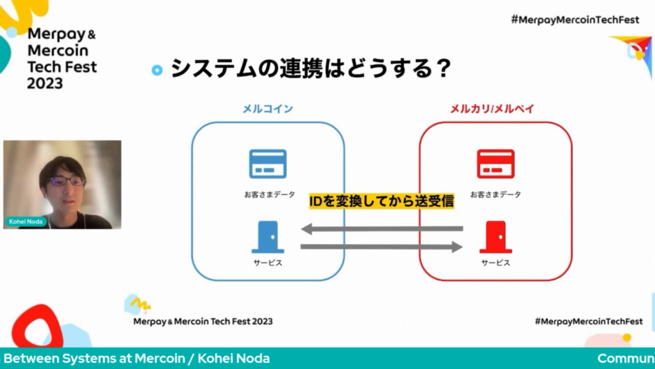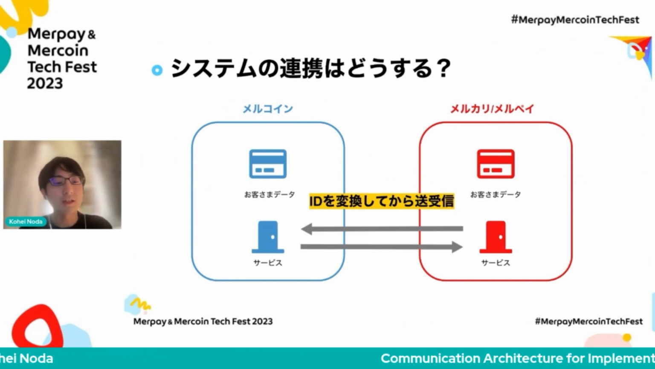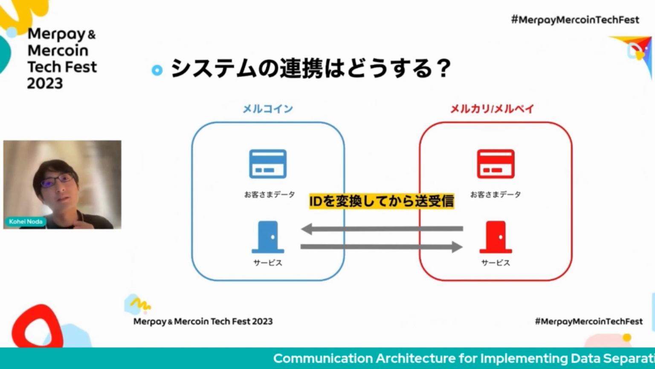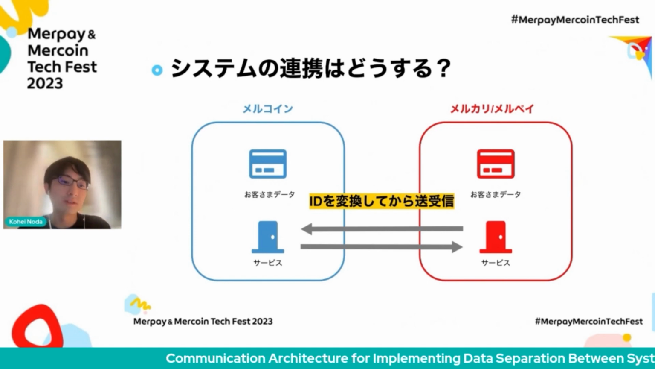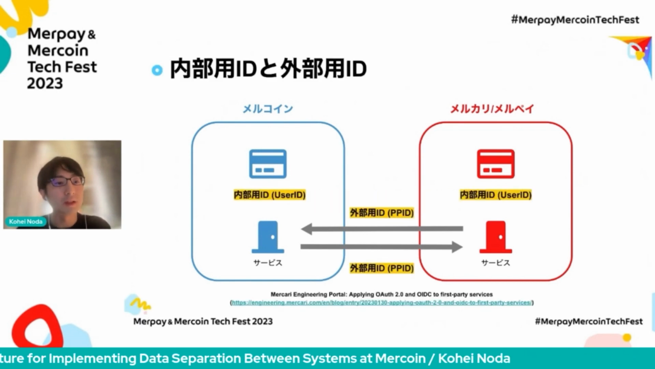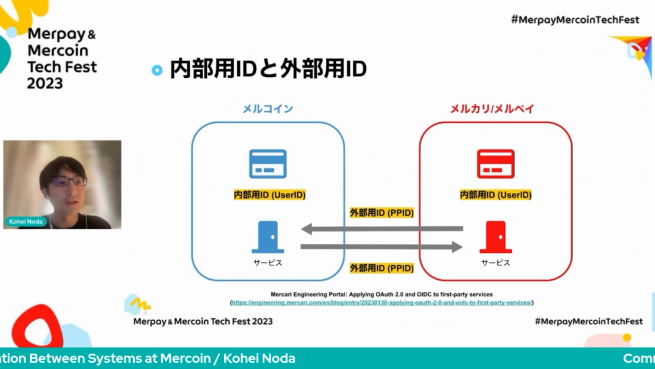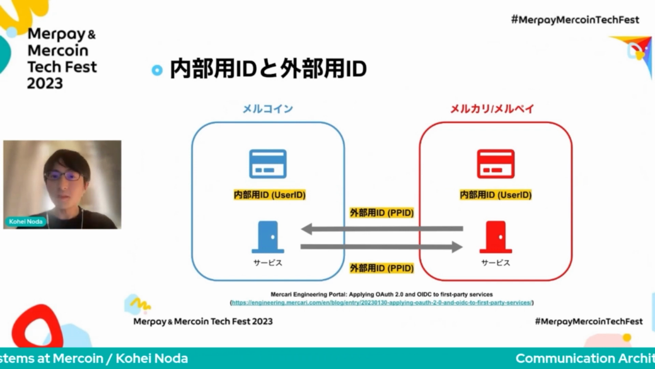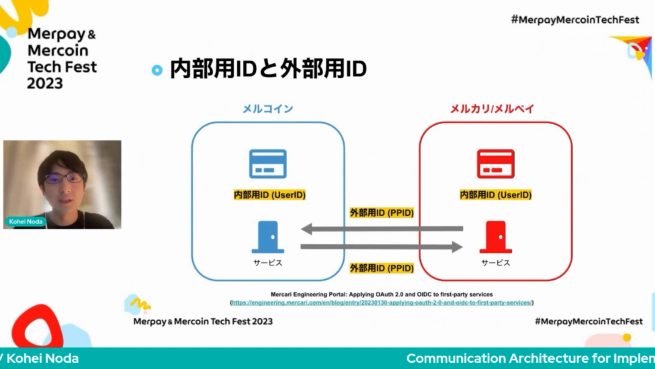or cannot be integrated. And therefore, when communicating, it is necessary to convert the IDs into IDs that can identify the customers and that can be recognized by each system before communication. For this reason, in the linkage between the Mercoin and Mercari Merpay systems, we have prepared an internal ID as well as an external ID, shown here.